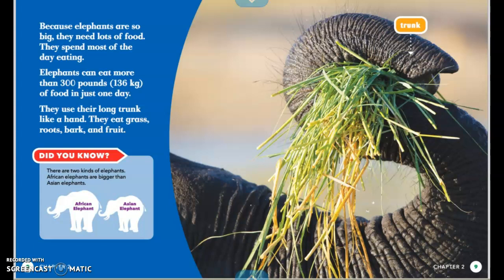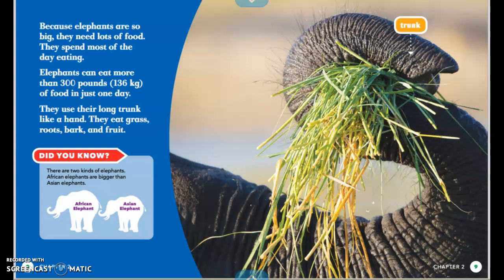Okay, so I'm determining the importance here of what I've read, and I'm going to pick out the key information that I need for my report. So they eat grass, roots, bark, and fruit. That's their diet. And they've also talked about the elephant's long trunk. So they've used the adjective long to describe the elephant's trunk. They've also given some interesting facts that they spend most of their day eating. So I'm learning a lot here.